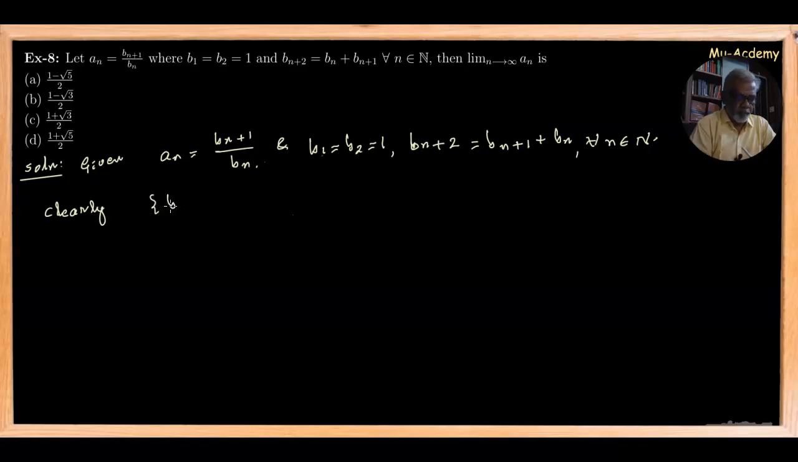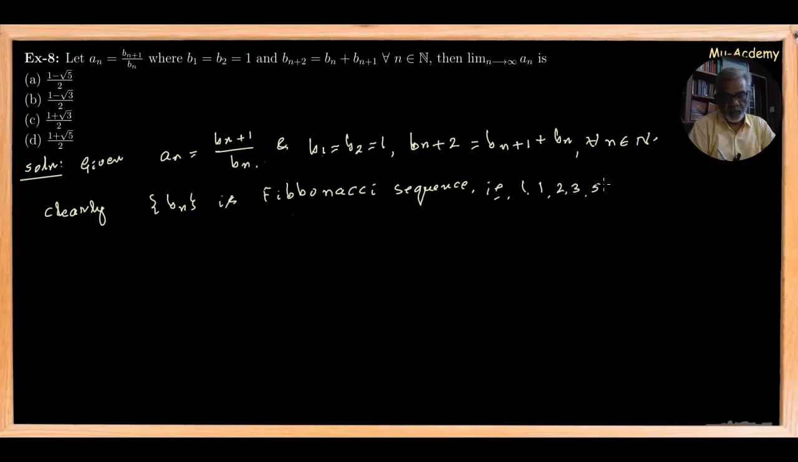Bn is a Fibonacci sequence. That is 1, 1, 2, 3, 5, 8, and so on. You can get the value of Bn for any n here, with the initial condition B1 is equal to B2 is equal to 1. And also Bn is greater than 0 for every n.